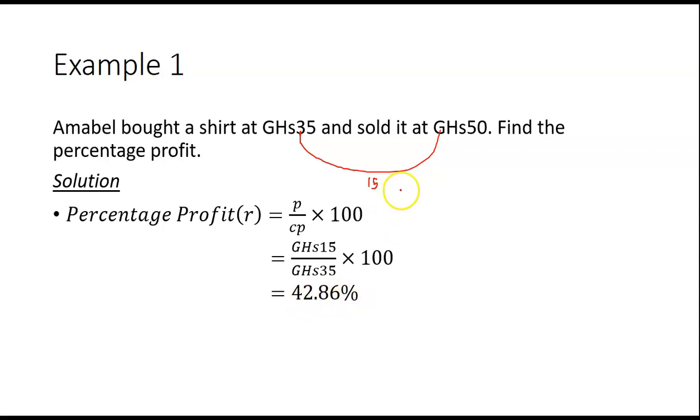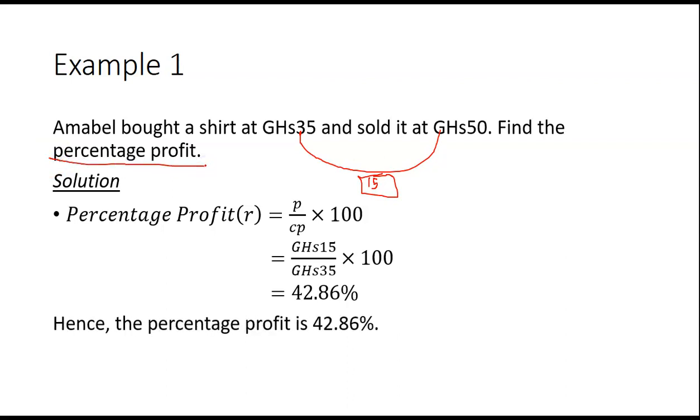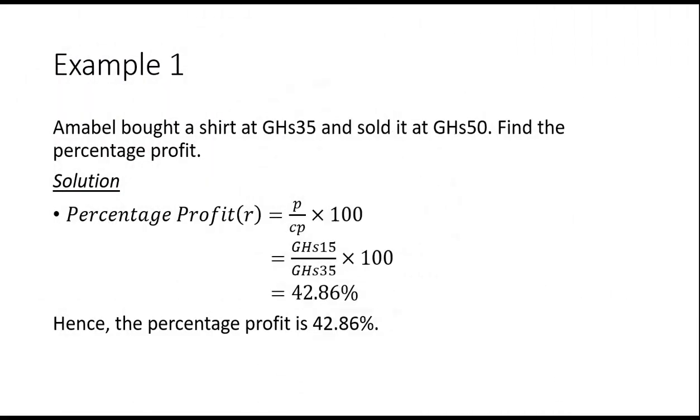If the question says find profit, profit is just 15 Ghana cedis, which is selling price minus cost price. But this question says you should find profit percent, not just the profit. Okay, profit percent. So hence the profit percent is 42.86%. Before I go to example 2, take a look at something.